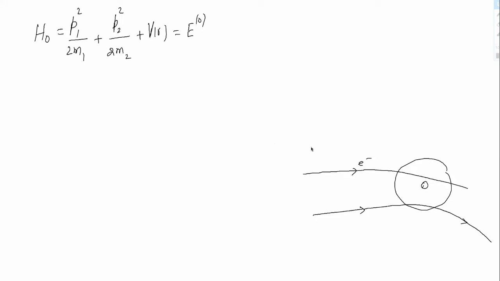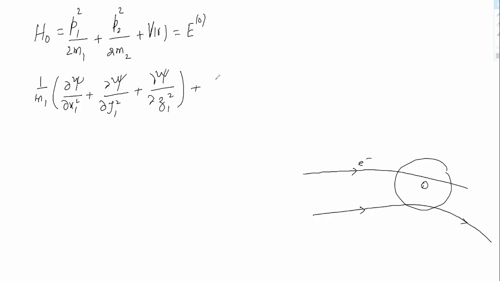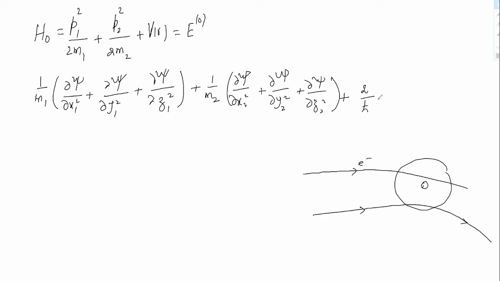Okay, therefore if I write this as 1 by m1 (d squared psi by dx1 squared plus d squared psi by dy1 square plus d squared psi by dz1 square) plus 1 over m2 (d squared psi by dx2 square plus d square psi by dy2 square plus d square psi by dz2 square) plus, for a time independent problem, this will be simply E minus V psi equal to 0.